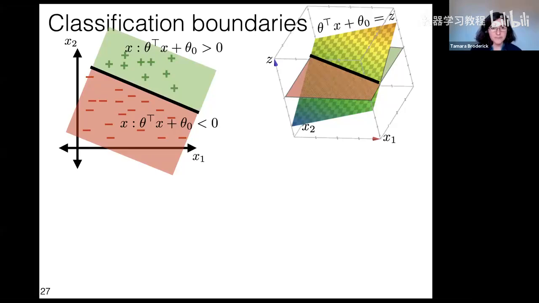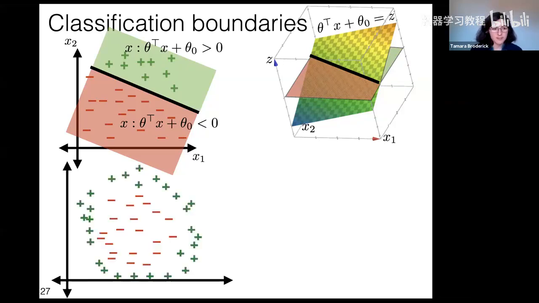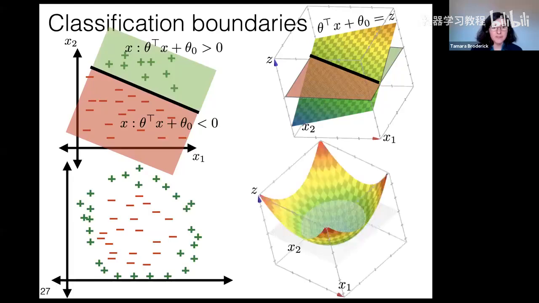Why is this useful? Because we could have other functions. We don't just have to have a hyperplane, we could have some more general function. Then we could ask, where is it greater than 0 and where is it less than 0? So for instance, let's say we cared about this data we were talking about before with the minuses and pluses. What if we could make a function like this? Let's just call it f of x. Here's z equals f of x.